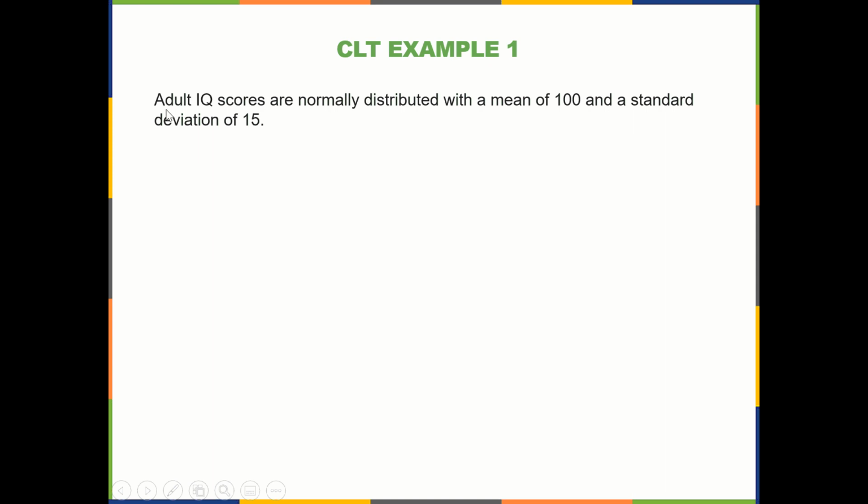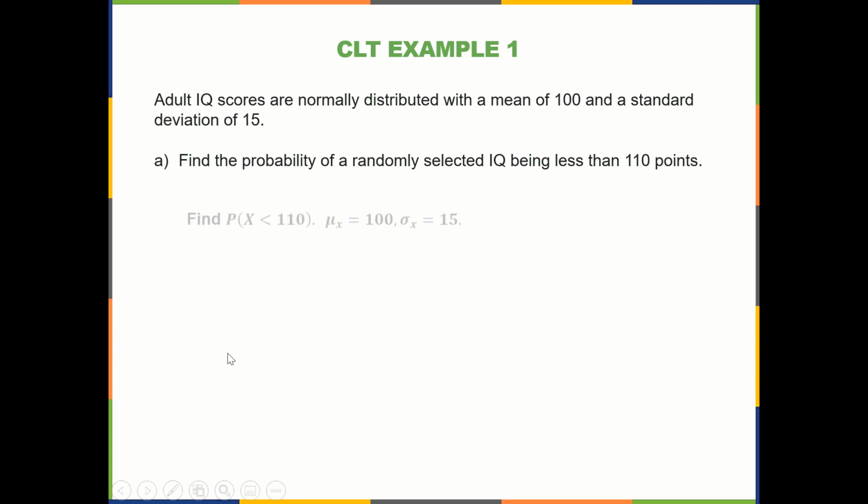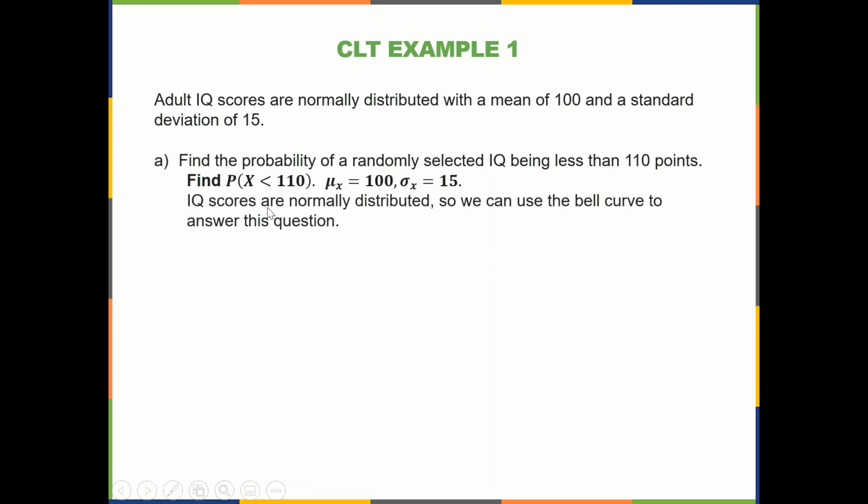Here's an example. Adult IQ scores are normally distributed with a mean of 100 and a standard deviation of 15. In the past, we've been asked questions like this. Find the probability of a randomly selected IQ being less than 110 points. In notation, you have the P of x less than 110 with a mean of 100 and a standard deviation of 15. The IQ scores are normally distributed, so we can use the bell curve to answer this question.